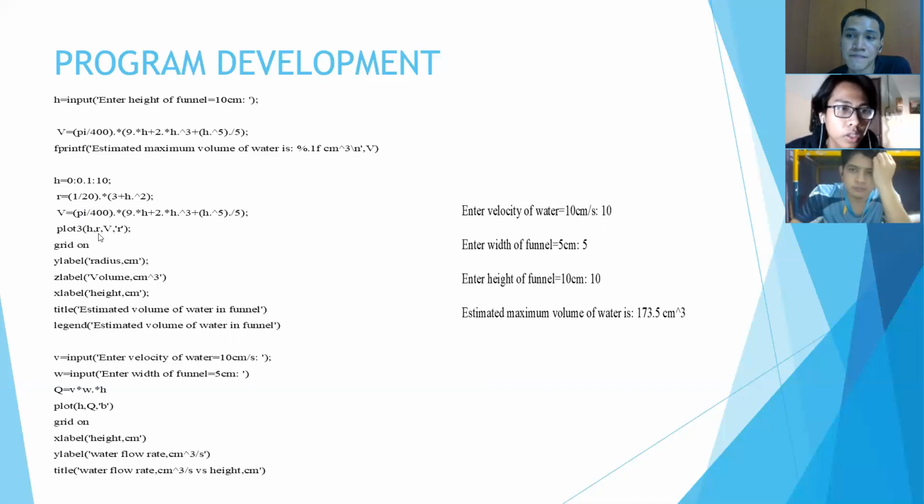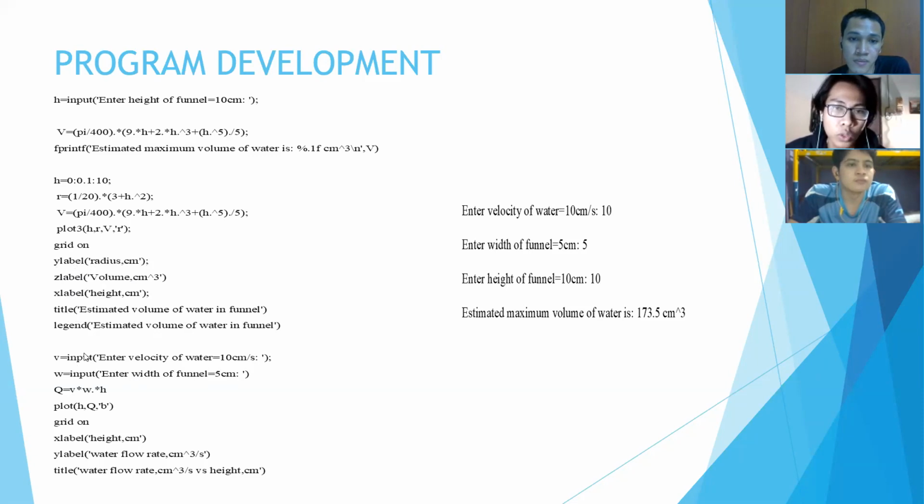This is for the x-axis, this is for the y-axis, and the z-axis. After that, this is the command for the labels. The x label is height, the y label is radius, and the z label is volume. So this is our title for the 3D graph, which is estimated volume of water in funnel, and the legend is also estimated volume of water in funnel.